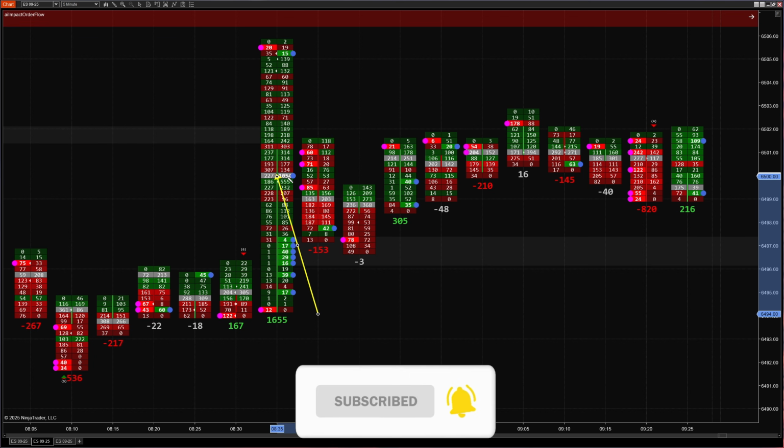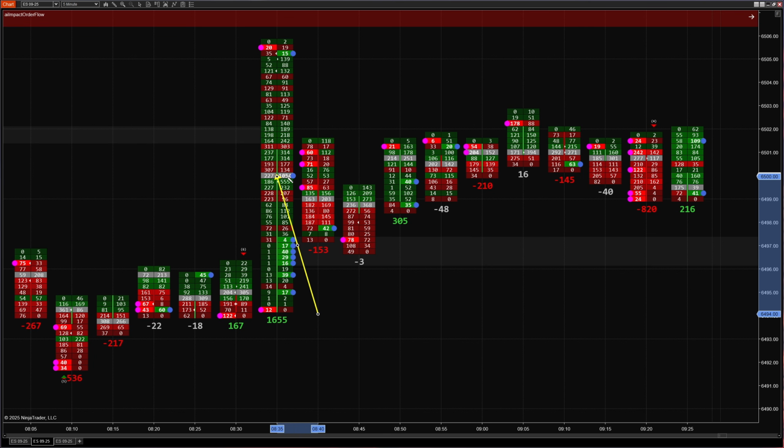But where the location of that point of control is within the candle is also very important, but we're not going to touch on that today. Instead, I want to talk about stacked imbalances, how they can act as support, how they can act as resistance, and how they can give us a clue who has control in the candle. So now let's talk about what is an imbalance.